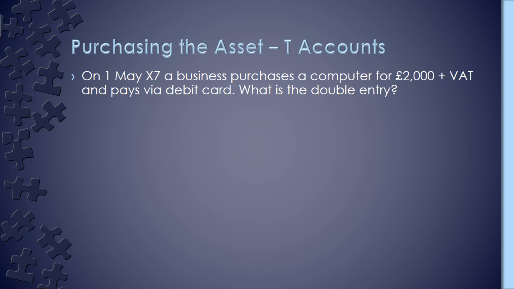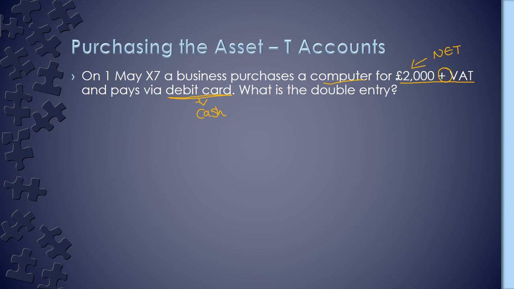Okay, so the first thing that we need to think about here is what information the question is giving us. So we know that the computer has been purchased for £2,000 plus VAT. This is key here, as we can then tell that this is the net amount because it's plus VAT, not including VAT. And we're also told that they pay via debit card. This is important because it tells us that it's a cash transaction, not a credit transaction. So they've already paid for it at the time.